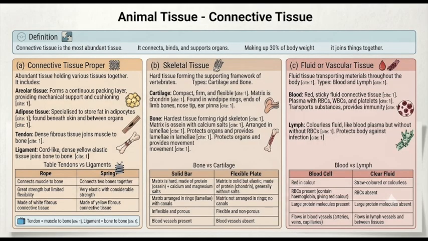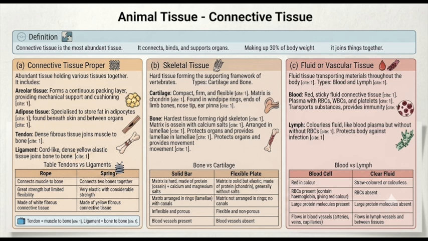Connective tissue. Connective tissue is the most abundant tissue in the body. It connects, binds, and supports different organs and tissues. It makes up 30% of your total body weight. Because its whole job is joining things together, it is sometimes called a joining tissue. Connective tissue is divided into three types: connective tissue proper, skeletal tissue, and fluid or vascular tissue. Let's take a look at each one of them.